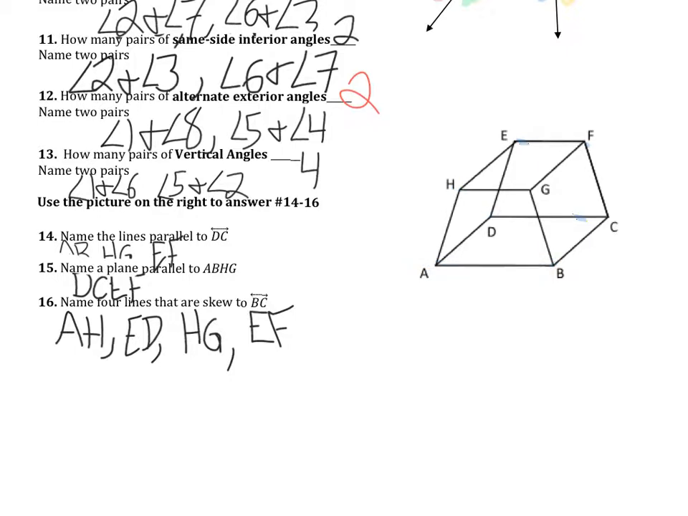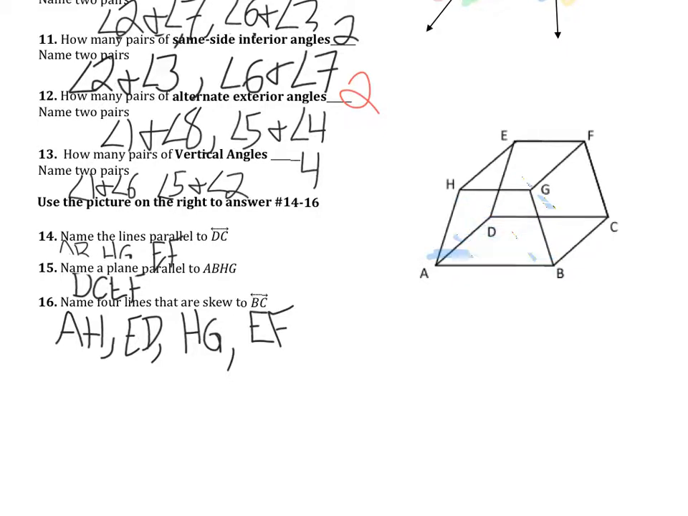So the next one is asking for name a plane parallel to ABHG. So ABHG is this front face right here. So I'm looking and I think it's going to be the back face over here. So DEFC, or you can do a different combination of those 4 letters, but that's the only plane that actually works for this one. Very last one, we almost made it through the whole thing.